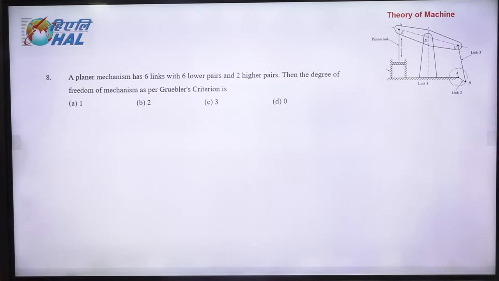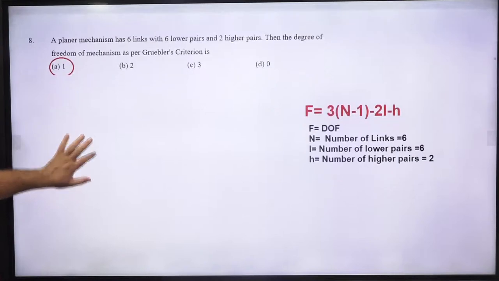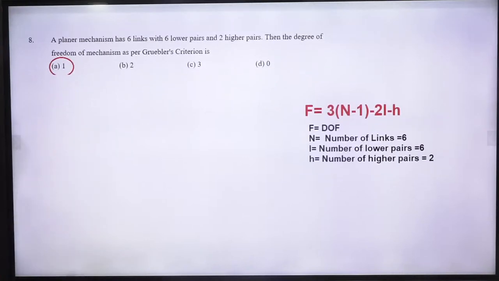Degree of freedom as per Grubler's criteria. How to get degree of freedom as per Grubler criteria? We are given now this number of links, number of lower pairs, number of higher pairs. Let's use this particular equation. And one question can be asked where we have to find the degrees of freedom.